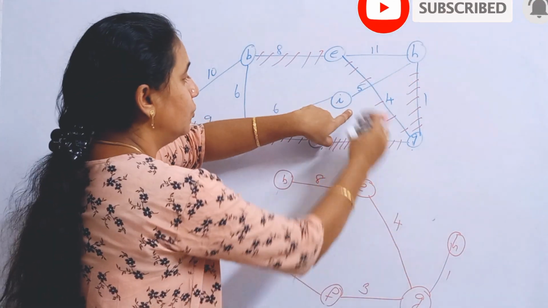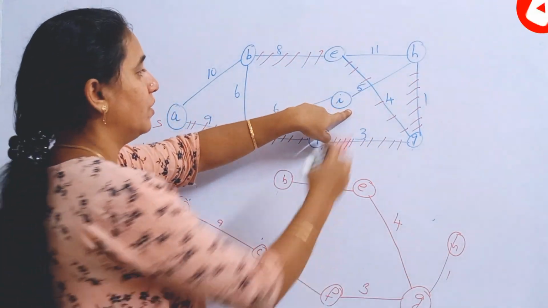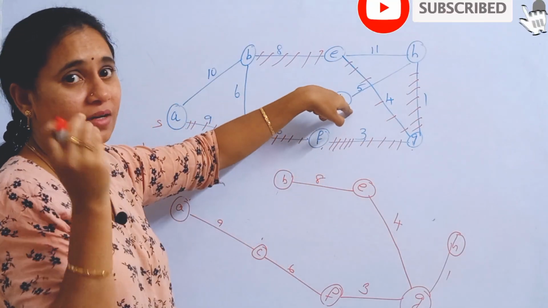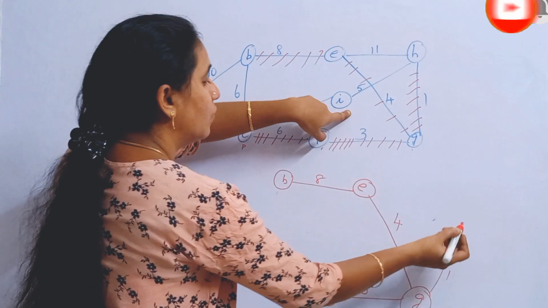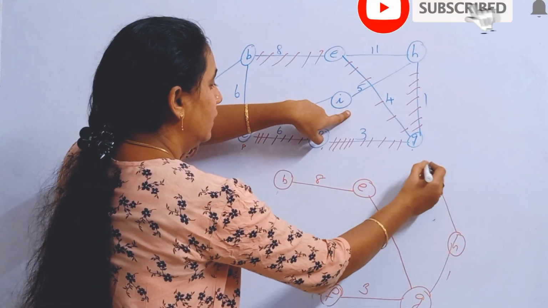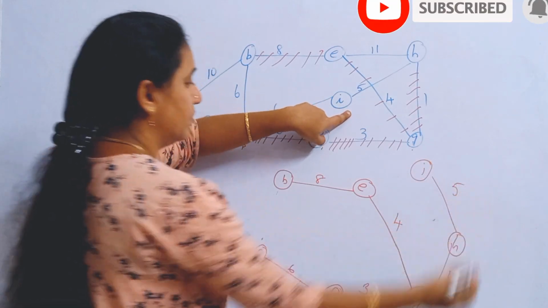So from H to I. Okay, so from H to I there is only one unselected edge. So now shall I draw? Yes, I can draw. So from H to I I can draw and mark it as 5.